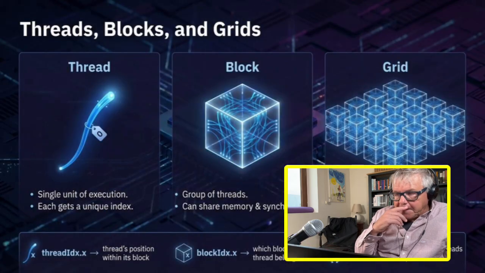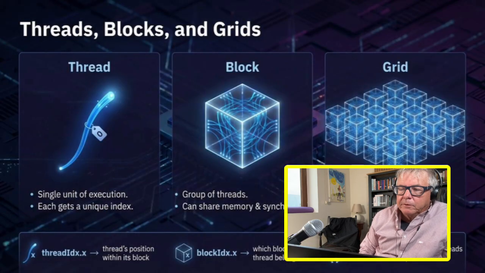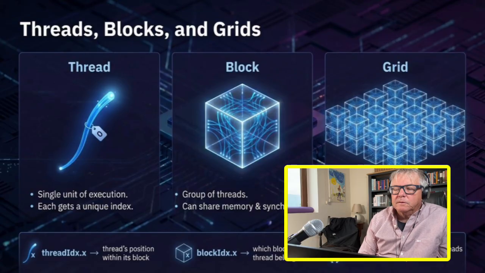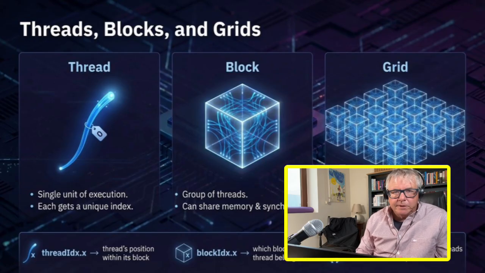Okay, so looking at the diagram here, a grid is a collection of blocks. The hierarchy of elements is: a grid is a collection of blocks, and a block is a collection of threads. A thread you can think of as a CPU. It has its own register. It does its own math. But it produces a scalar.